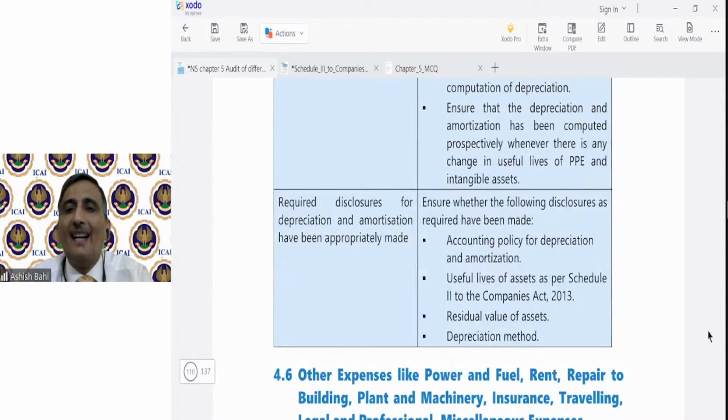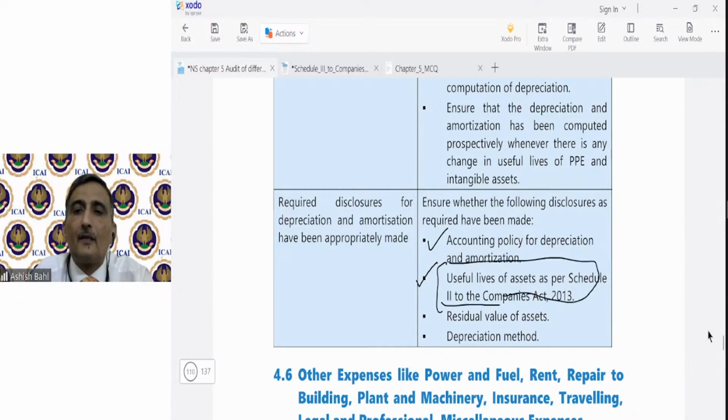So required disclosures for depreciation are accounting policy for depreciation and amortization, and useful life of assets. Now here we come. Useful lives of assets are described in Schedule 2 to the Companies Act.